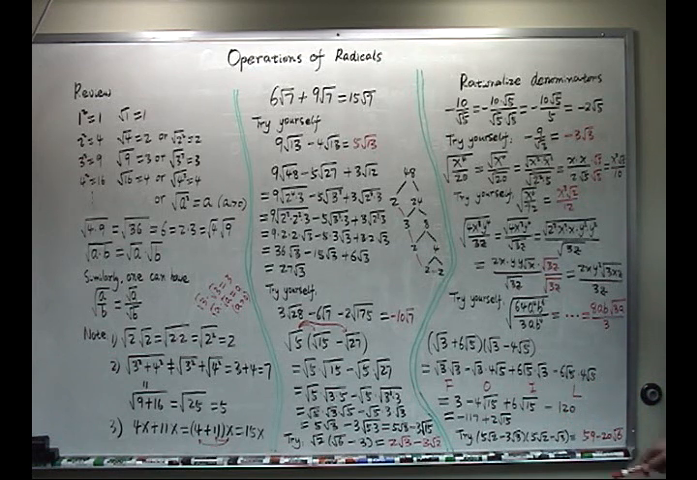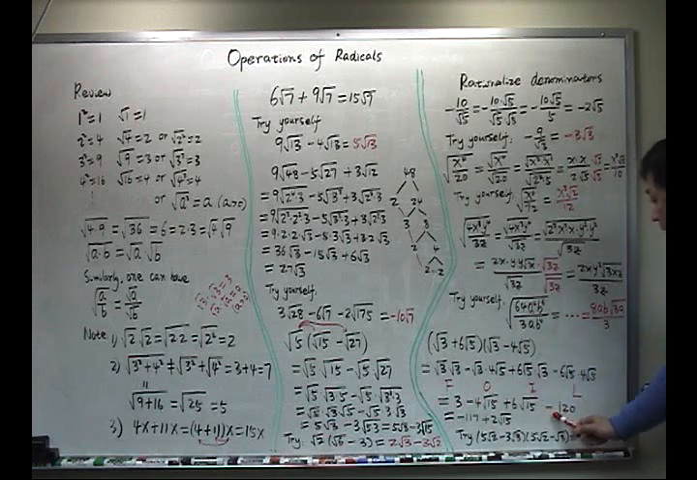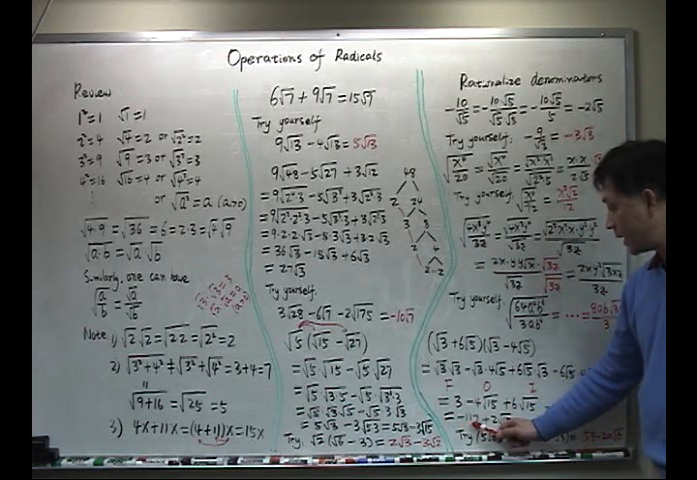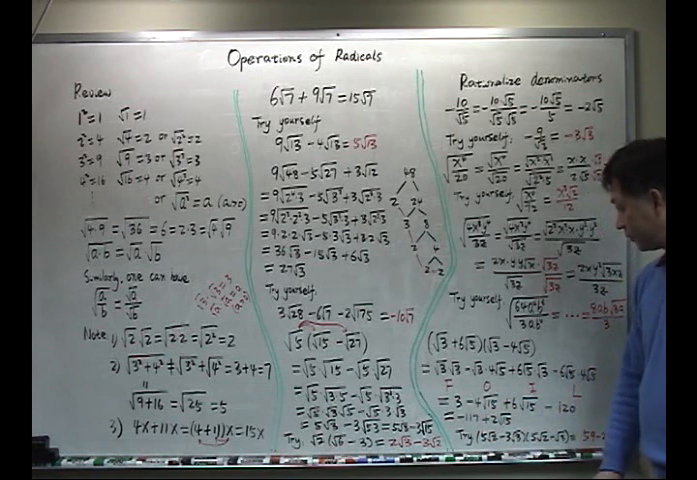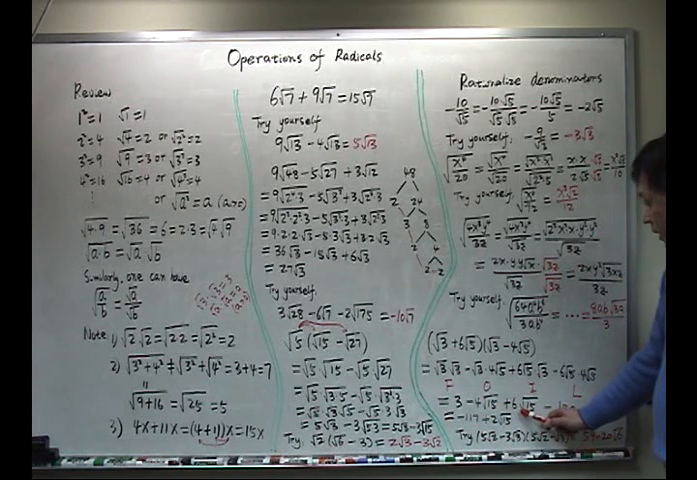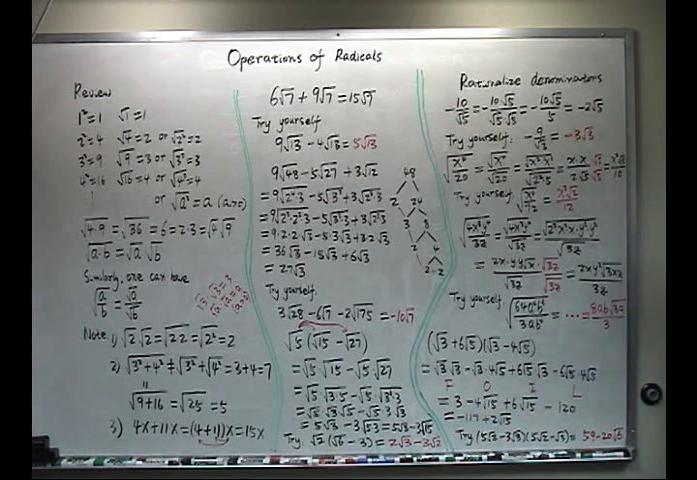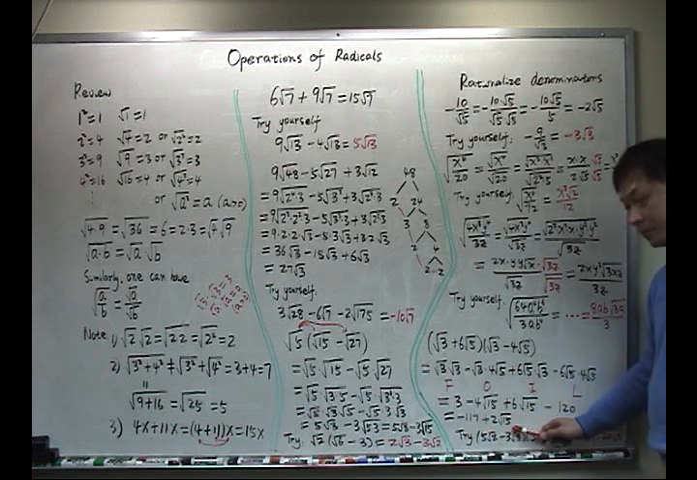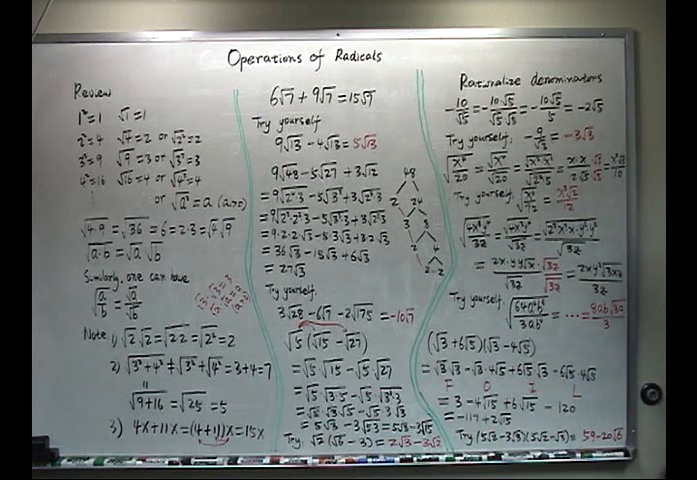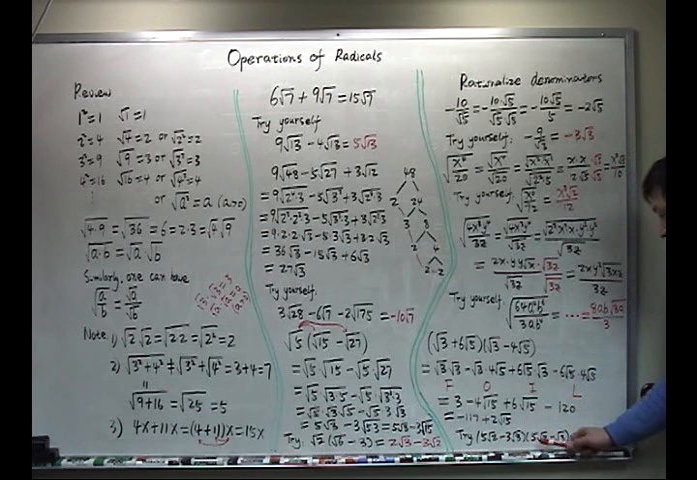Now, 3 with negative 120 gives us negative 117. And then here 6 minus 4 is 2. You keep radical 15. And this is the final answer. Try this one yourself. One quantity times another. This is the final answer.